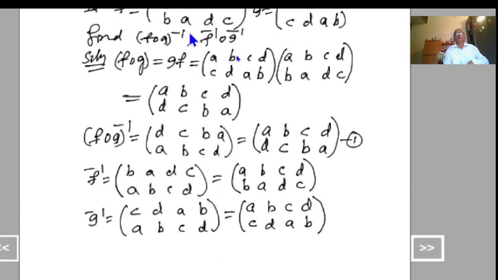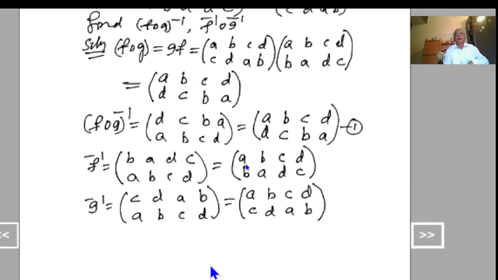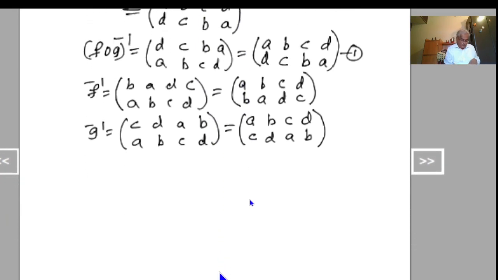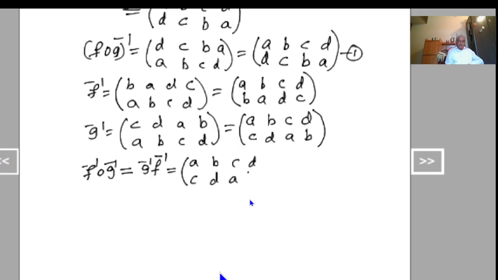F inverse composition G inverse. I have to find out F inverse composition G inverse. So F inverse composition G inverse means this is equal to the product of G inverse and F inverse. G inverse is A, B, C, D, C, D, A, B. F inverse, what is F inverse? F inverse is A, B, C, D, B, A, D, C.